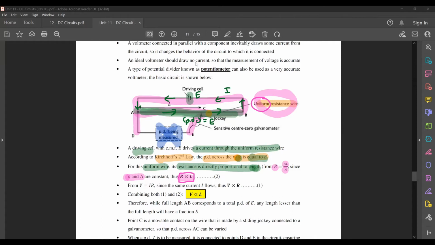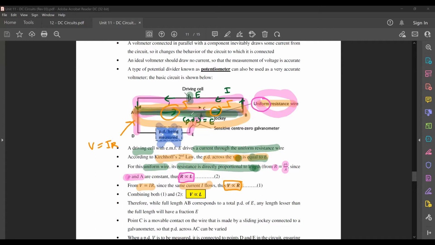The second thing you will need to know is that V equals IR. I apply V equals IR for this entire portion. Now notice that for this entire portion, the same current I is flowing through them. So I can say that the same current I flows through the resistance wire, therefore V is proportional to R. This is the second relation.